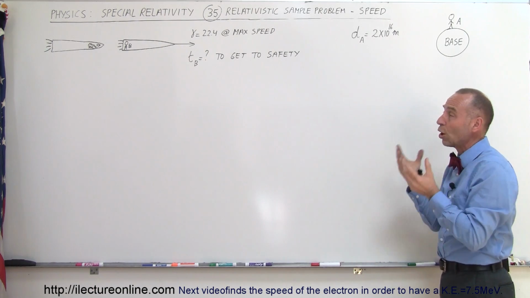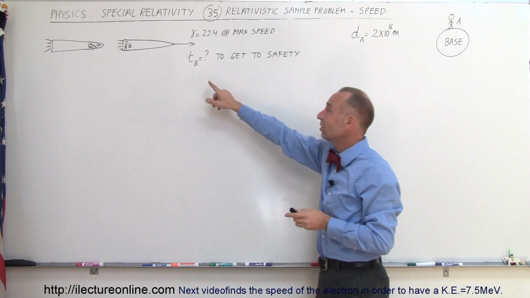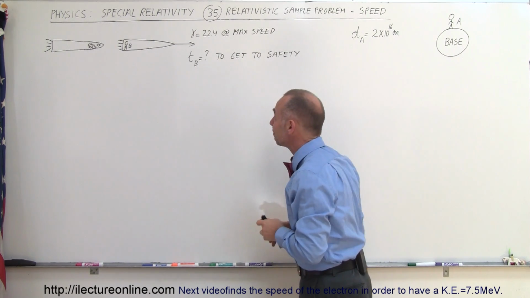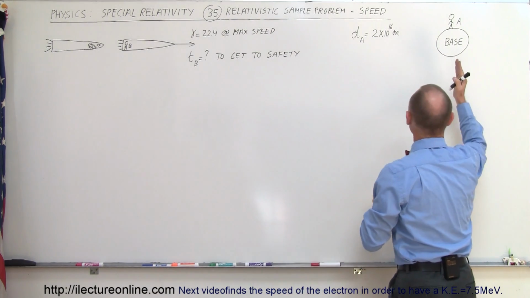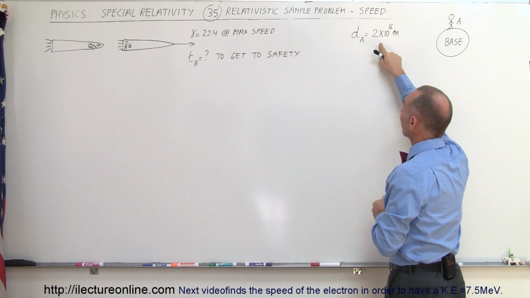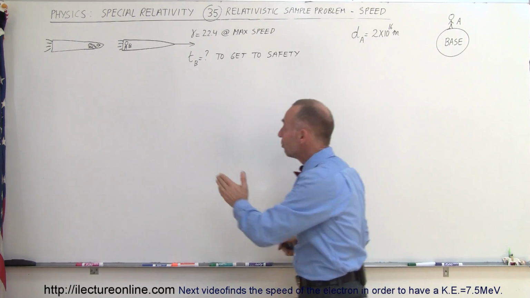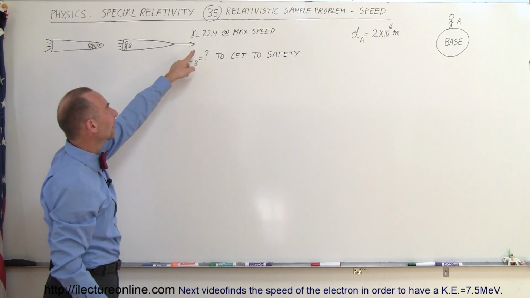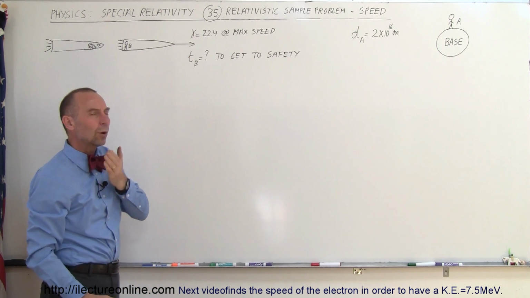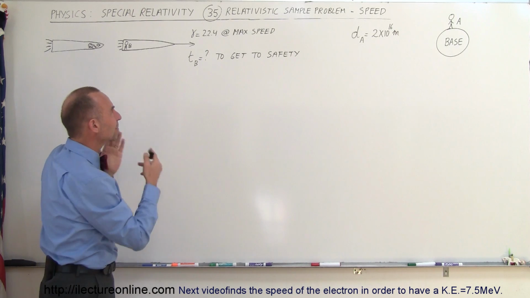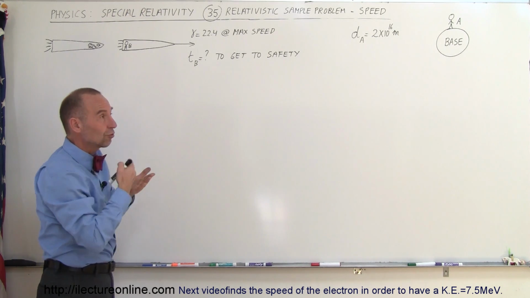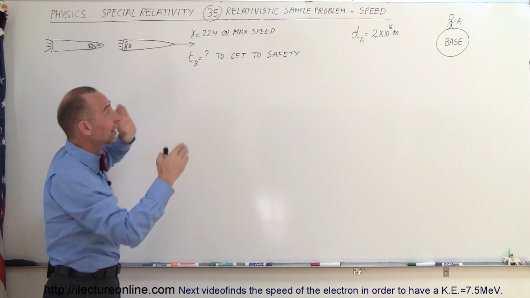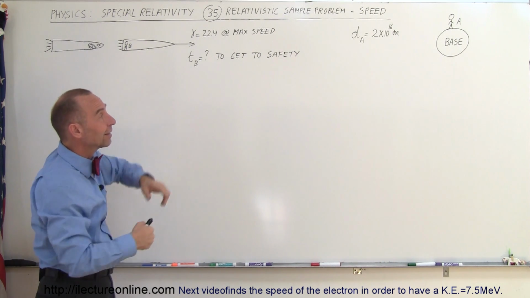And the question is, how long will it take you to get there? How long will the time be for you to get to safety? As observed by a stationary observer, the distance is 2 times 10 to the 16 meters. But since you're moving really fast, that distance will be a lot shorter. So what will be the distance as seen by you? And since you're traveling at a velocity probably pretty close to the speed of light, it'll take you that distance divided by the speed of light to get there.